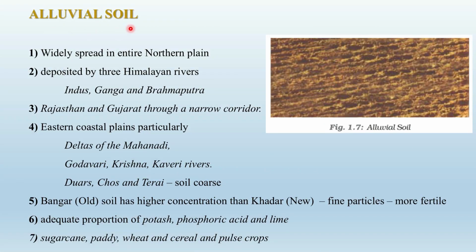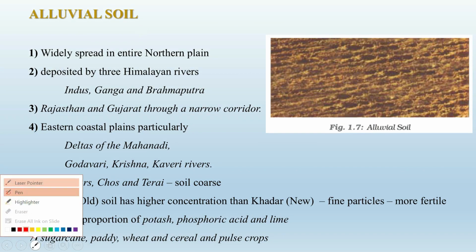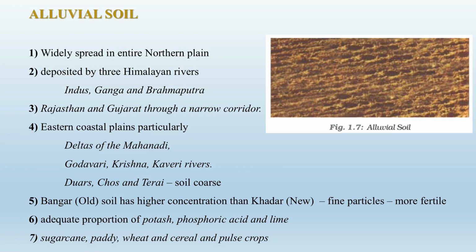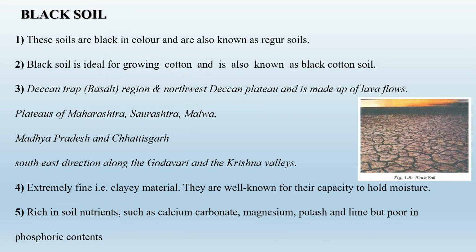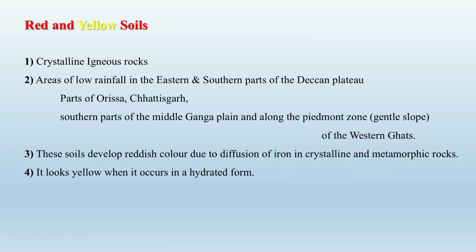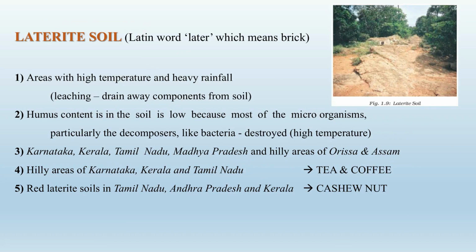Alluvial soil is spread in the northern plain, deposited by Himalayan rivers. In this soil, paddy, sugarcane and cereals are cultivated, and it is rich in potash, phosphoric acid and lime. Black soil is otherwise called regur soil or black cotton soil. Cotton is mainly cultivated in this soil. Third one, red and yellow soil. Because of iron diffusion, this soil is red in color, originating from igneous rock. Fourth one is laterite soil, and later means brick.